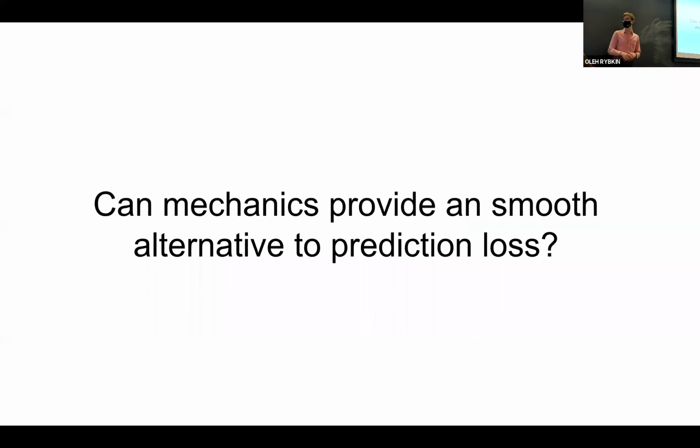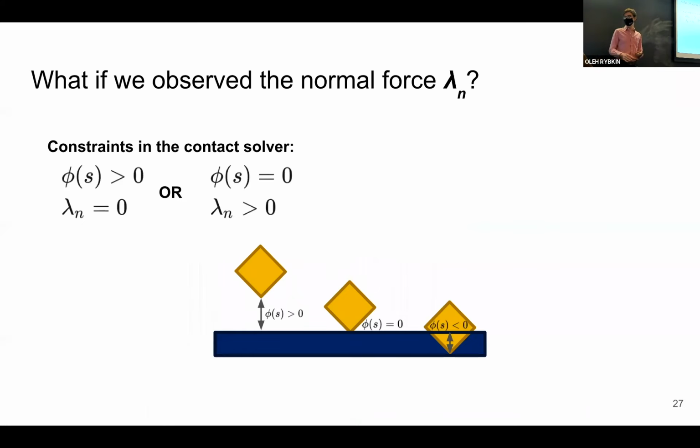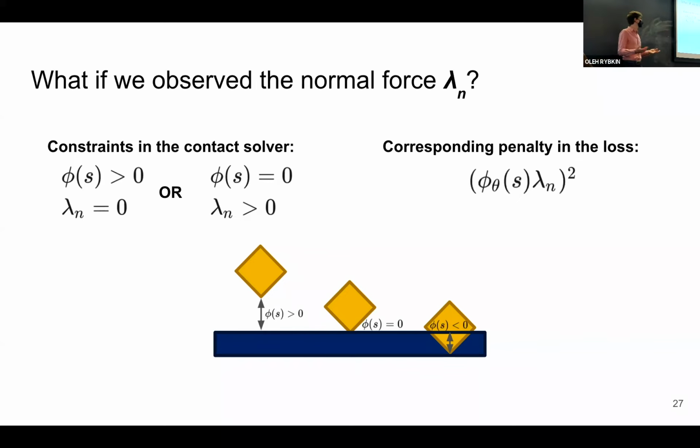Okay, so how can we use mechanics to provide an alternative to prediction loss in this case? Well, if we had access to contact forces directly, this would be relatively trivial. The laws of physics that contact must obey say that neither phi nor the contact force can be large at the same time. One of them is always going to be equal to 0. So we could make a penalty based off of that, which we know won't be violated very much, and we could train using that loss.